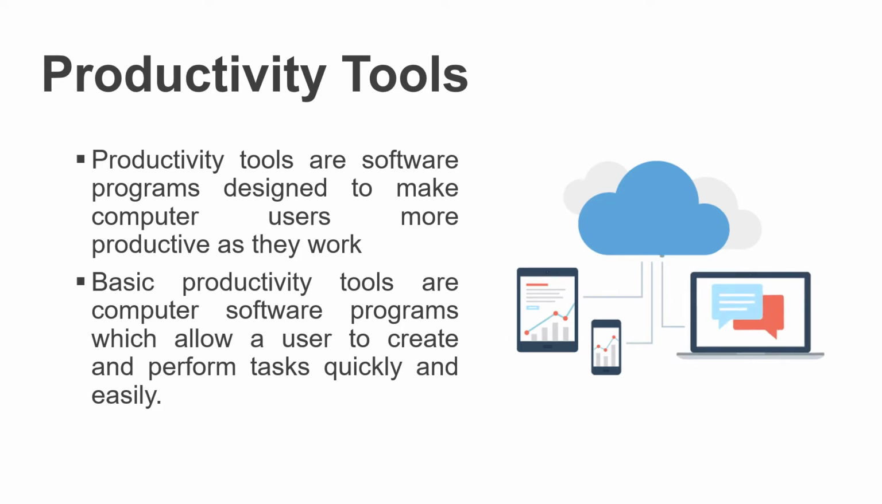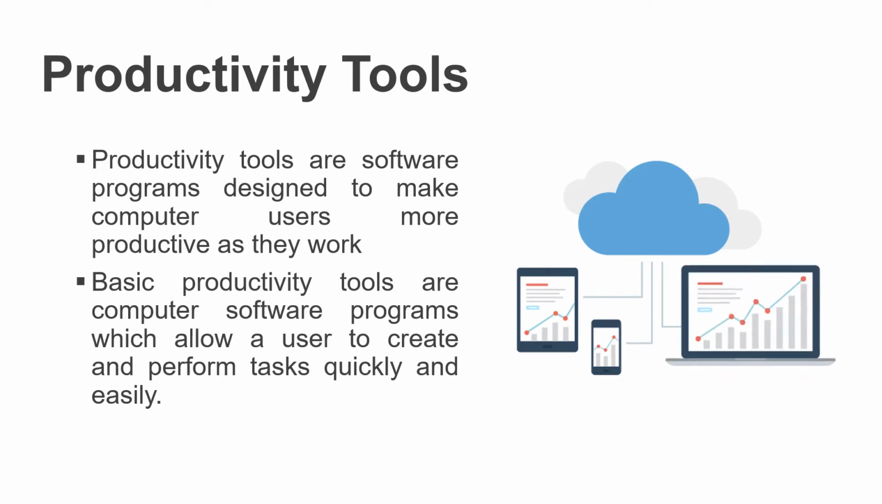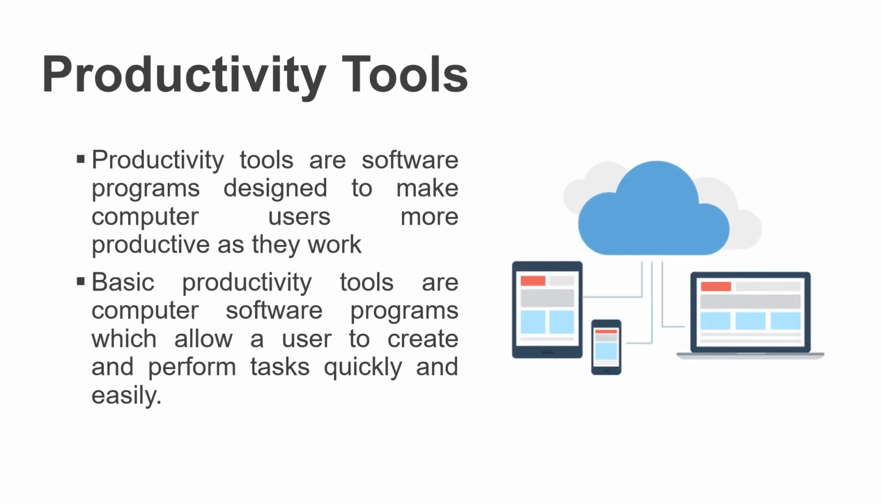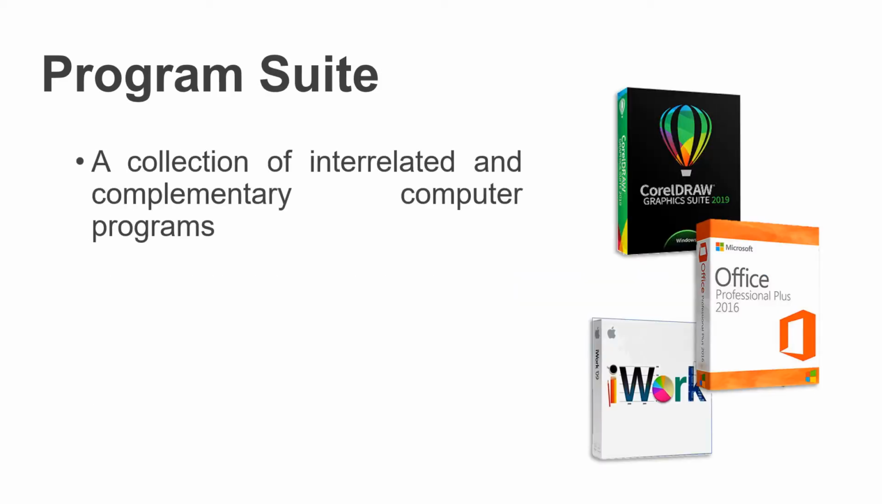So unlike if you have the modern technologies such as the word processor, you can just review it before printing or publishing your work. So most of the productivity tools come in a bundle, but some are standalone. So those that come in a bundle are called program suite. So program suite is a collection of interrelated and complementary computer programs.